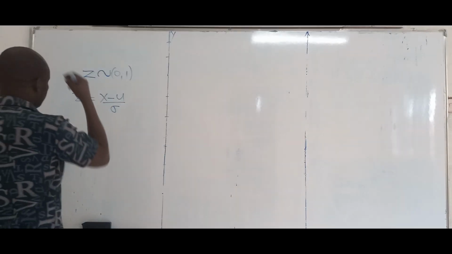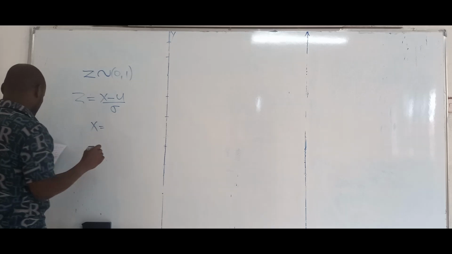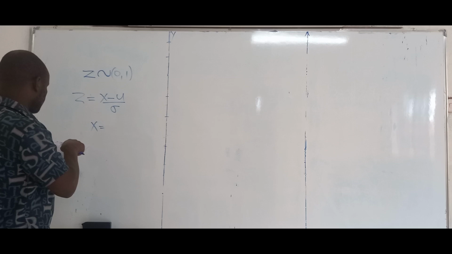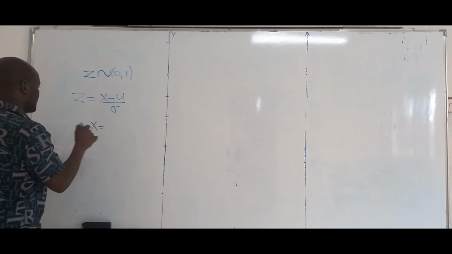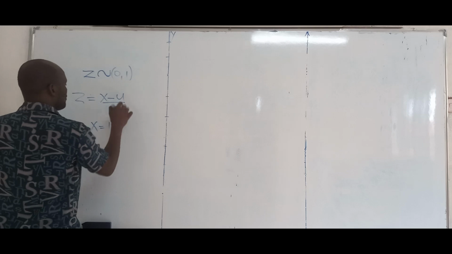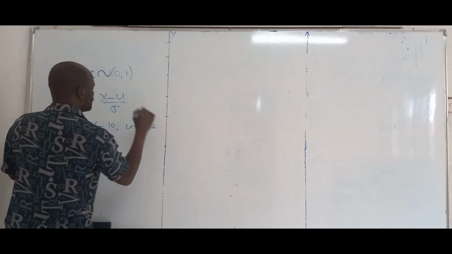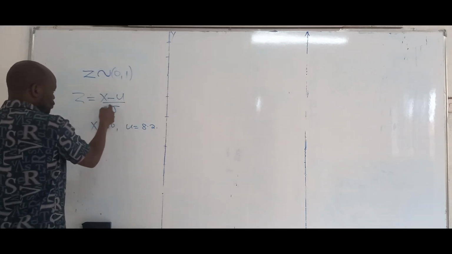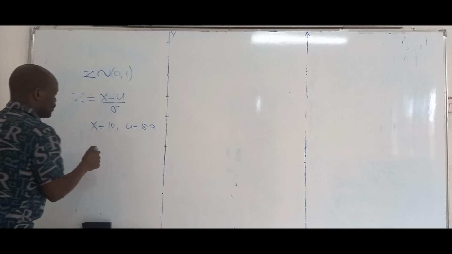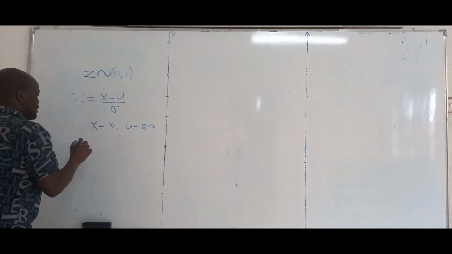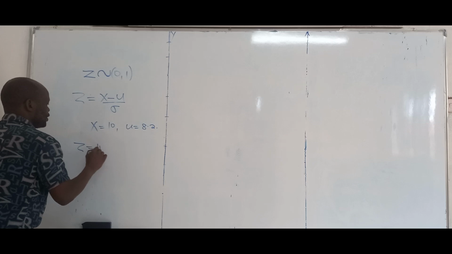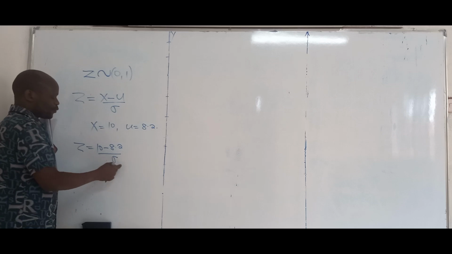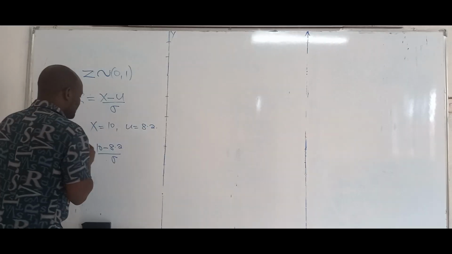So in our case here, our X will be 10, because we are told 79% of people who visit this dentist have visits lasting less than 10 minutes. So our X is 10, and our mu, which is the mean, is 8.2. Realize that we have these, but what we want is sigma. The question requires us to get sigma. So in that case, we say Z is equal to 10 minus 8.2 over sigma. But sigma is what we want. So what is that telling us?